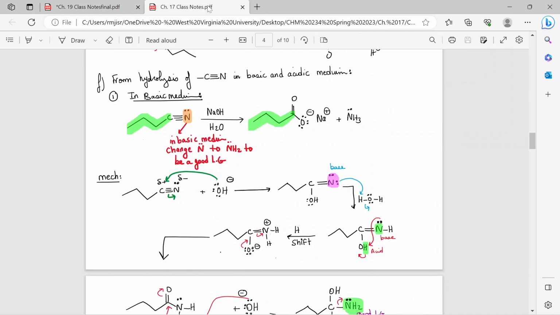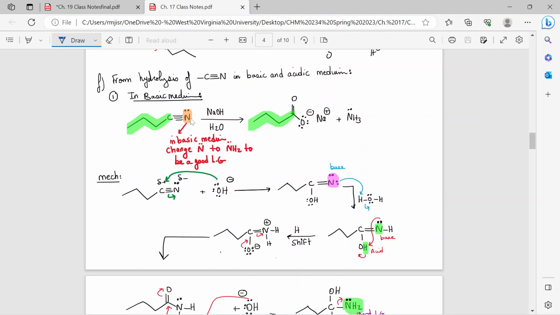So let's go into chapter 17 notes in order to look at the mechanism of the hydrolysis of cyanide in basic and acidic medium. So in basic medium, you're using an OH in there. And again, our target is to add hydrogens to the nitrogen and make it leave in the form of NH2.